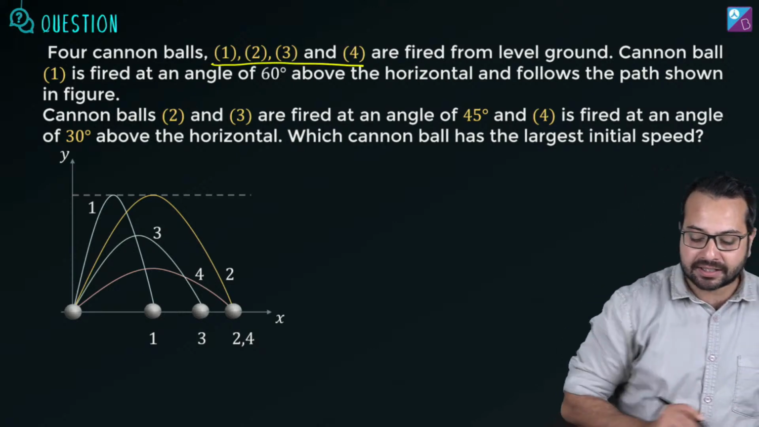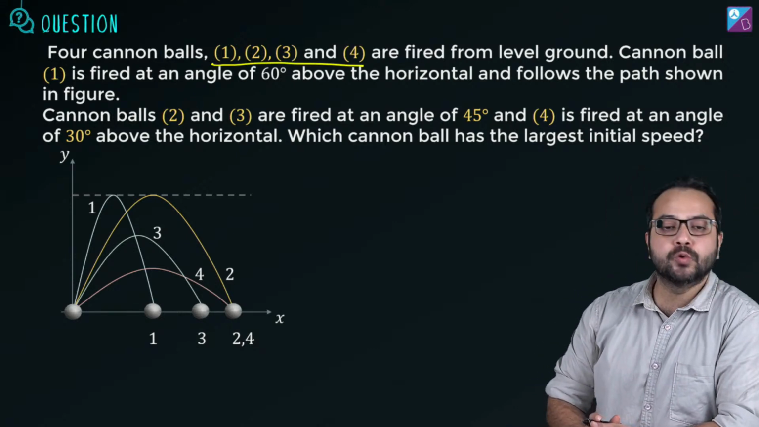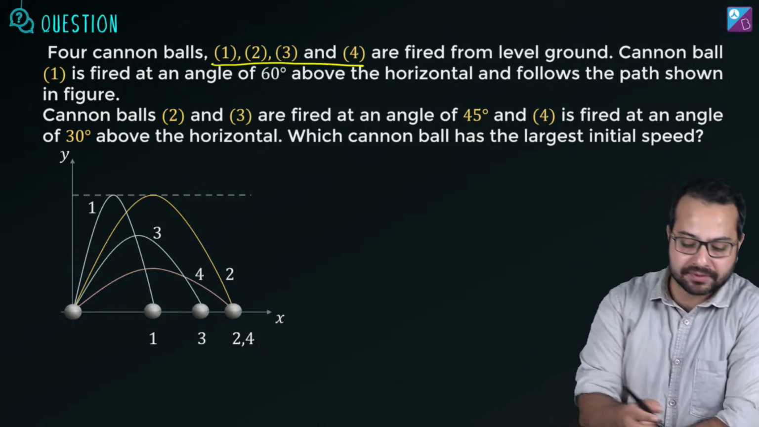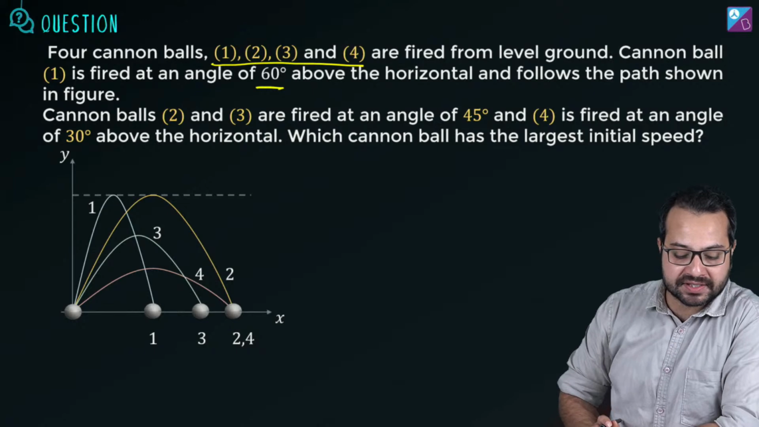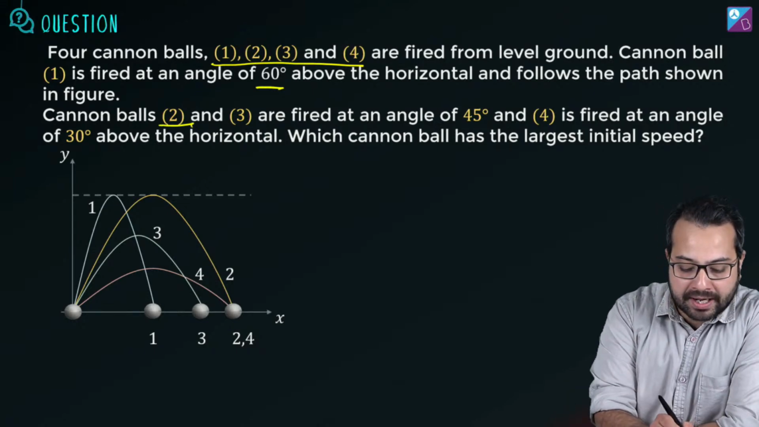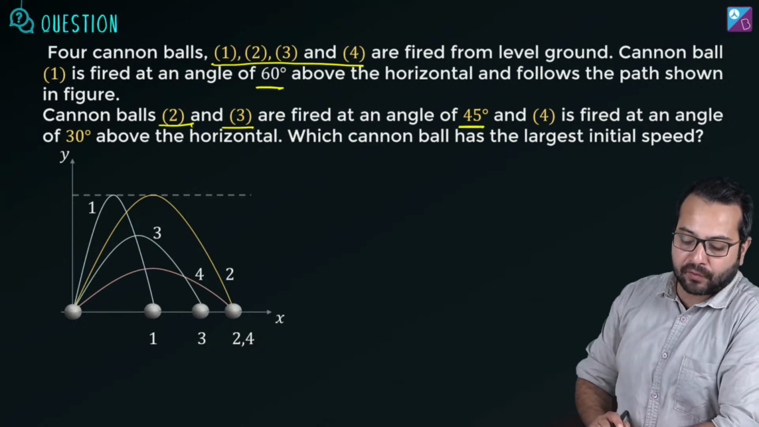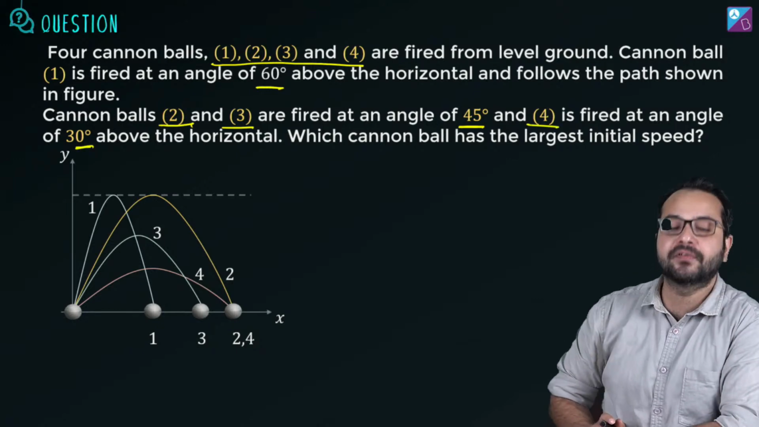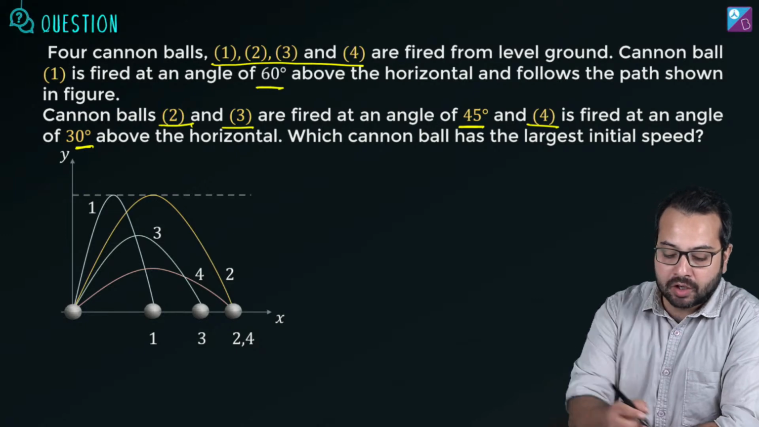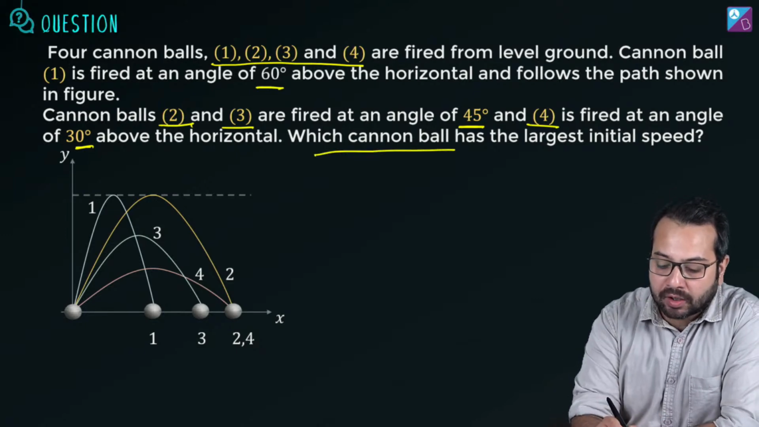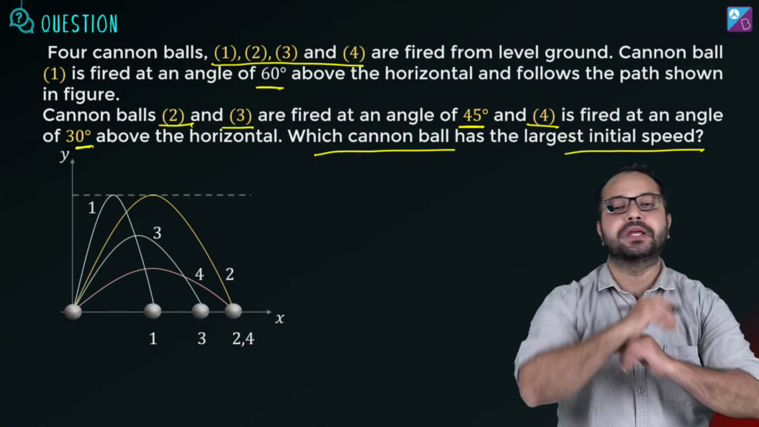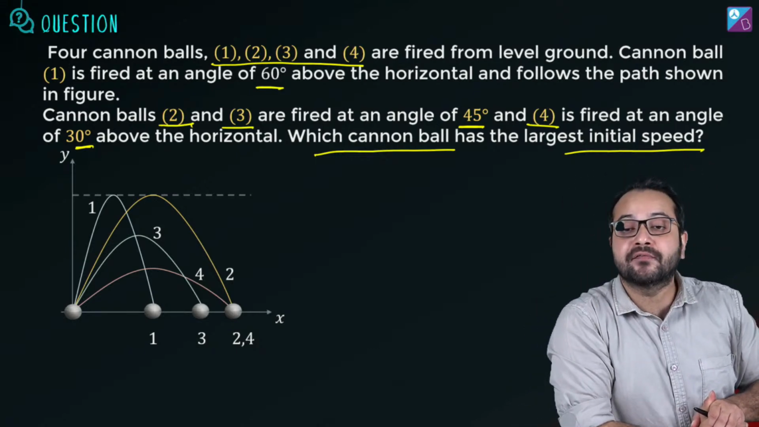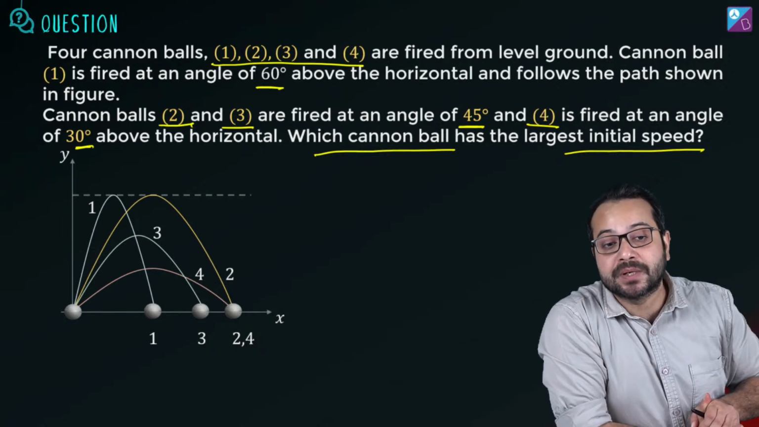So there are 4 cannonballs, as you can see, 1, 2, 3 and 4. Their trajectories are given. Now what is given? 1 is thrown at an angle of 60 degree. 2 and 3 are thrown at an angle of 45 degree. And 4 is fired at an angle of 30 degree above the horizontal. ठीक है? The question is, which cannonball has the largest initial speed? So we have to compare 1, 2, 3 and 4 for their initial speeds.